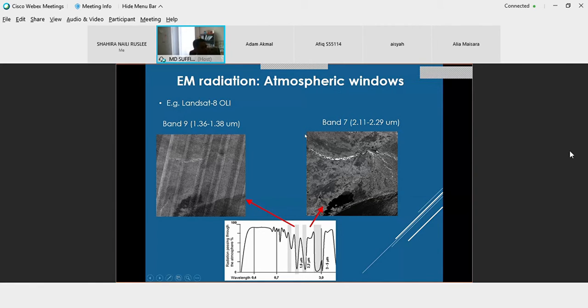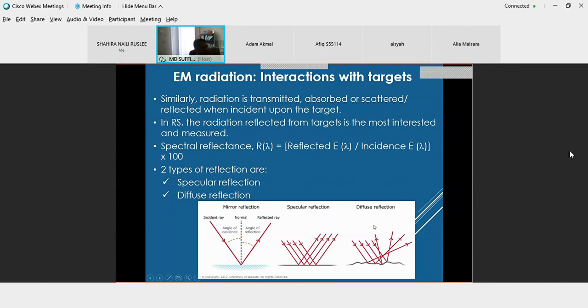Compare dengan band 7, shortwave infrared. Kalau nampak kat sini, you nampak dia punya clear features lah. So clear features because of shortwave radiation reflected from the objects on the Earth surface. So biasanya band 9 ni dia gunakan untuk buat atmospheric correction. Tengok partikel di atmosphere.